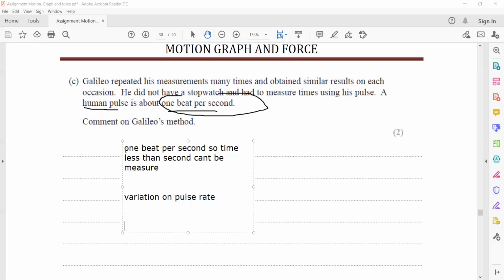And another thing, he's getting a similar result. So if he's getting a similar result, the results are precise. For example, getting a similar answer means the results are precise. So this is the comment on the Galileo method.